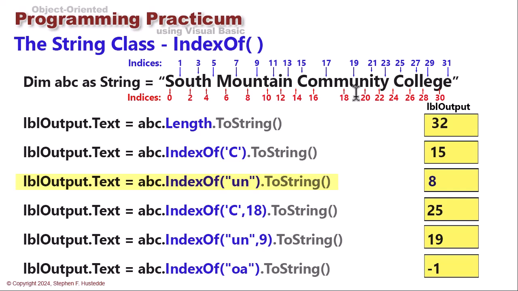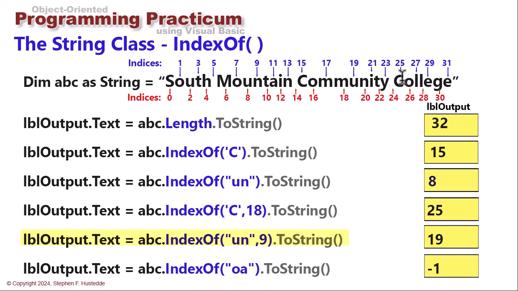abc.IndexOf, and I'm looking for the lowercase of un, and it's going to return the first index of that find, and that's going to be character 8, or index 8. It's actually the 9th character, but index 8. LBL output.text equals abc.IndexOf. I'm looking for, again, the uppercase C, but here I'm specifying where to start searching. I'm going to start searching at index 18. So with the M in Community, let's find the next uppercase C after that, and here it is at 25.